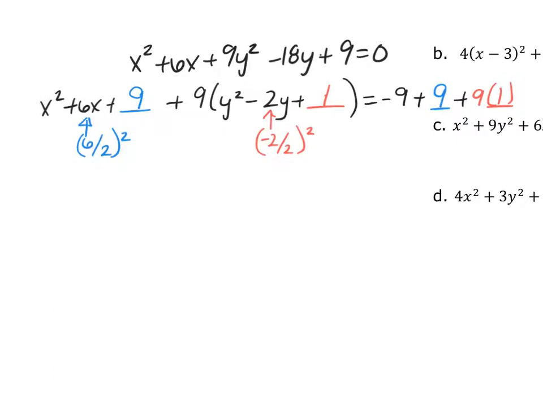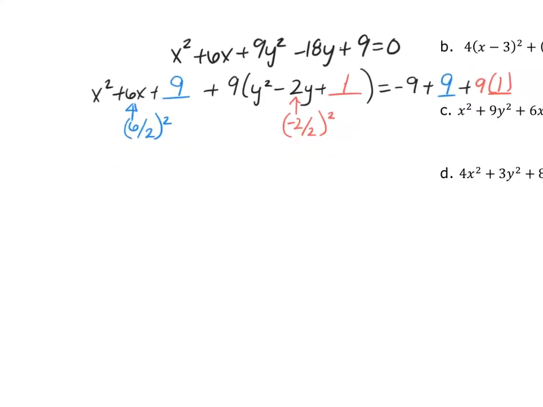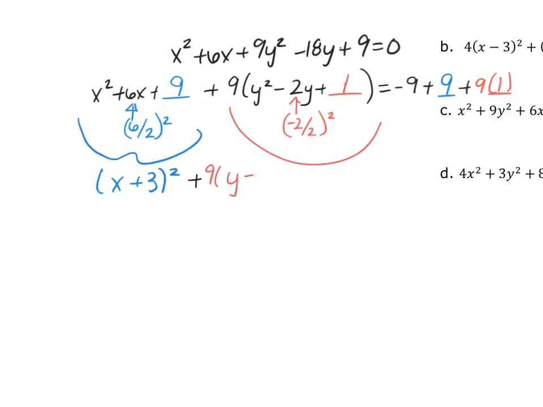How are we doing? All right. So what ends up happening on this grouping, the first grouping, let me do it in blue, this grouping ends up becoming x plus 3 squared. My second grouping, which is this one right here, ends up becoming 9 times y minus 1 squared. And then on the other side, I have negative 9 plus 9 more, so I just get 9.